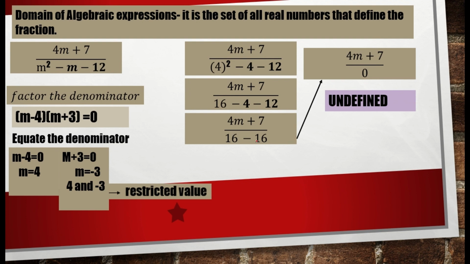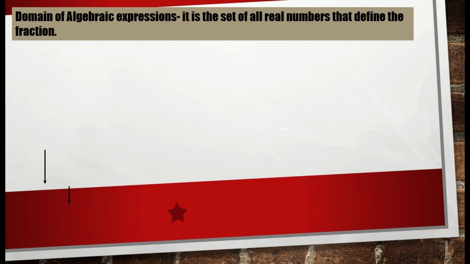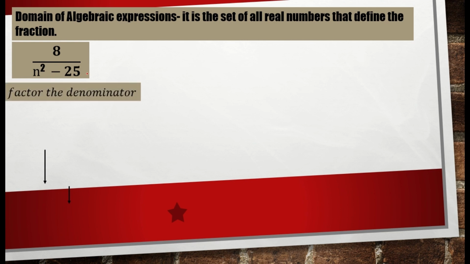So, our final answer or our domain, we have m such that m is not equal to 4 and negative 3. Next. So, we have 8 over n squared minus 25. So, minus 25, that is perfect square. Okay, first, we need to factor out. With a factor of n squared minus 25, we have x minus 5 times x plus 5.